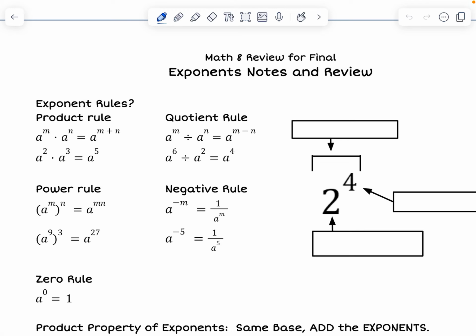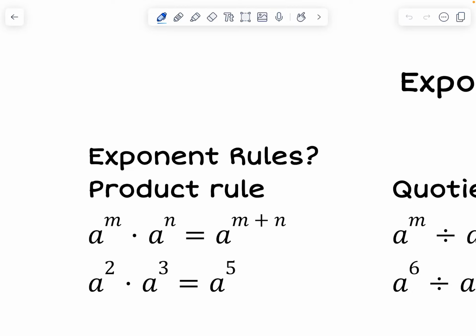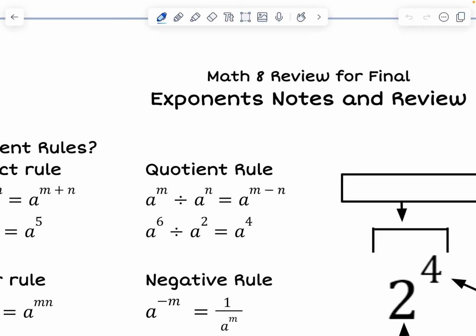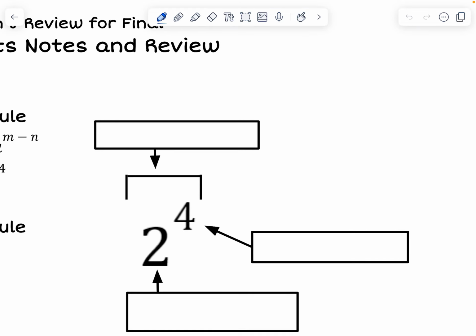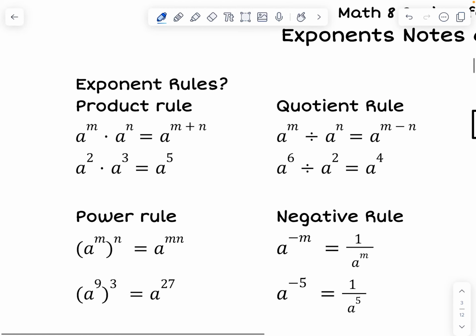Okay, let's review our exponents. So the very first rule is the product rule. And before we do that, let's come over to this. If you saw 2 to the 4th, this little 4 that's up here is what is called our exponent. The 2 is our base. The whole thing together is called a power. Okay, so now let's go back over to the product rule.